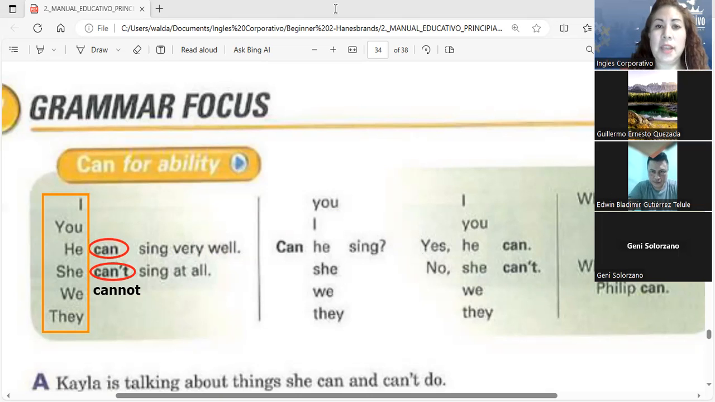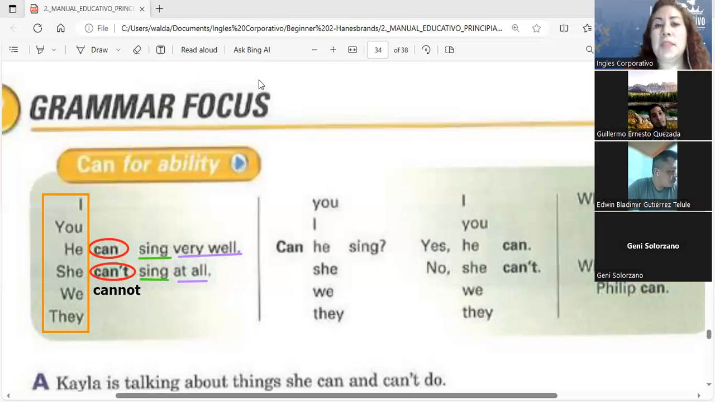Next, we're going to be using the verb in the original form. Notice you don't say he can sings, or she can sings. It has to be the verb in the original form. No change whatsoever. No ing, no s, no to, no ed, nothing at all. And if it's necessary, we're going to be adding the complement. For example, very well, at all, et cetera.